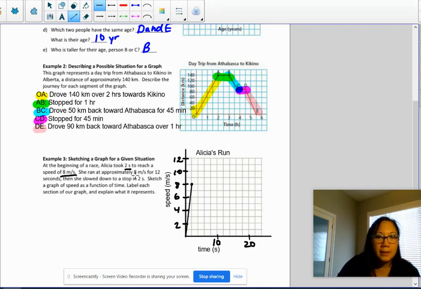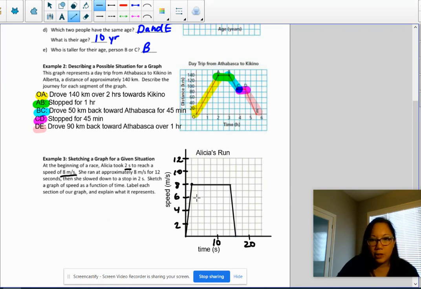Then she ran at approximately that same speed of 8 meters per second for 12 more seconds. So I have to go across for 12 seconds at the same speed. So that's 2 seconds, 4 seconds, 6, 8, 10, and 12. I know that every square is worth 2, so 12 seconds means 6 squares worth. 1, 2, 3, 4, 5, 6. Then at this point, it took 2 seconds for her to slow down to a stop, and a stop means there's no speed left, a speed of 0. So I end on 16.